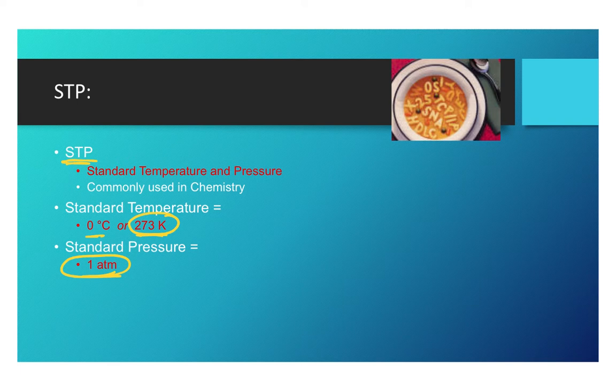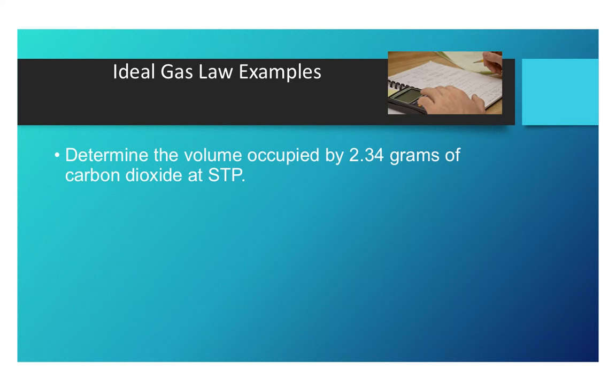So let's go back to our problem. It says, determine the volume occupied by 2.34 grams of carbon dioxide at STP. And again, we know that that's 273 K and it is 1 atmosphere. Okay, so they've given us grams, they've given us a temperature, they've given us a pressure. Nothing is changing. Since nothing is changing, that means this has to be the ideal gas law. Okay, so PV equals nRT.